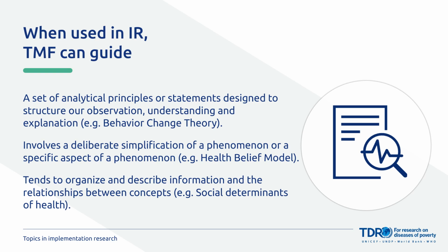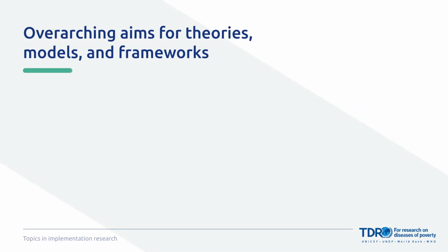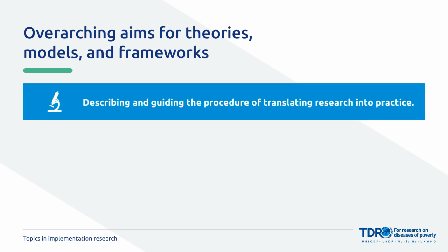When we look at theories and models, they usually give us reasons why things happen, showing how different parts are connected. But when it comes to a framework, it might not always assume that one thing causes another. A framework is more concerned with organizing ideas, or factors, without assuming a direct cause-and-effect relationship between them. There are three overarching aims when using theories, models, and frameworks. These are: 1. Describing and/or guiding the process of translating research into practice. 2.